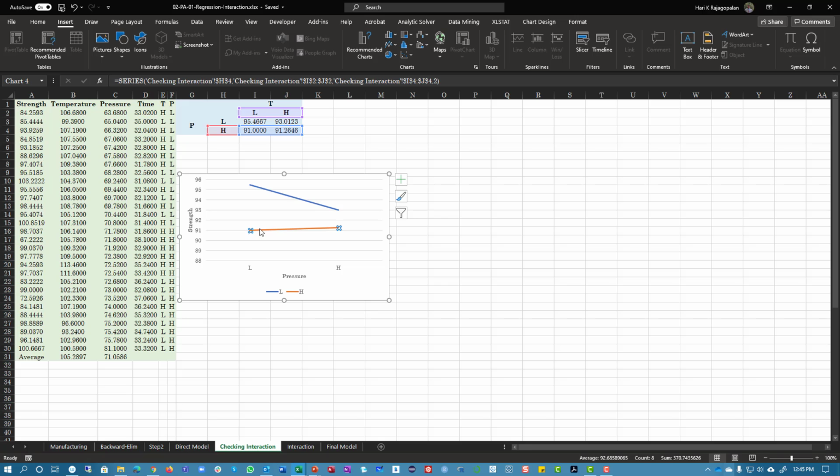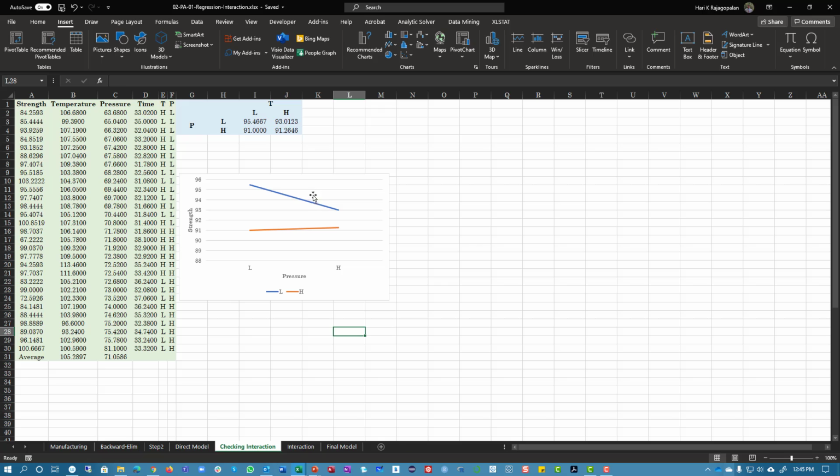It doesn't change that much under a high pressure environment. However, under a low pressure environment, it drops quite dramatically. The strength of the product drops quite a lot more when it's under low pressure and you have high heat. So obviously, pressure affects how temperature affects strength, right? So pressure affects how temperature affects strength. And that is your interaction effect.